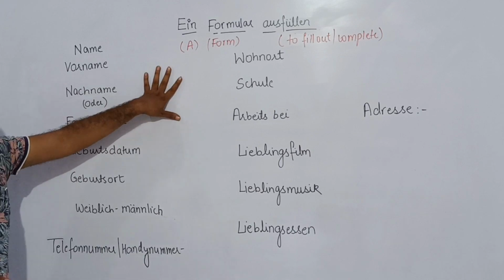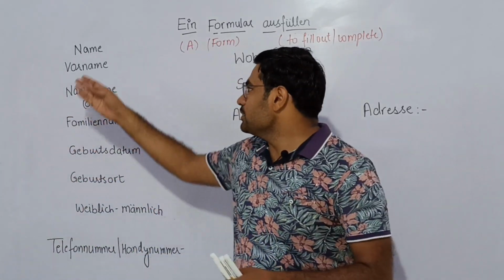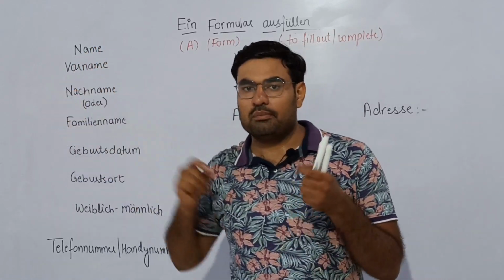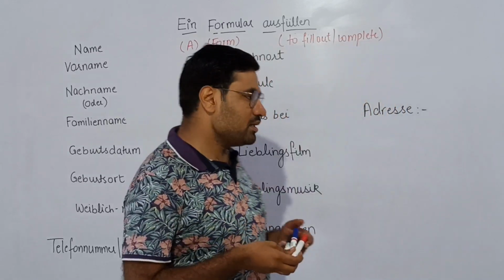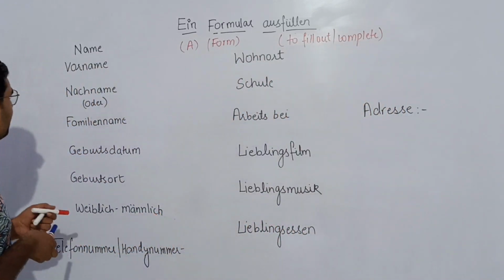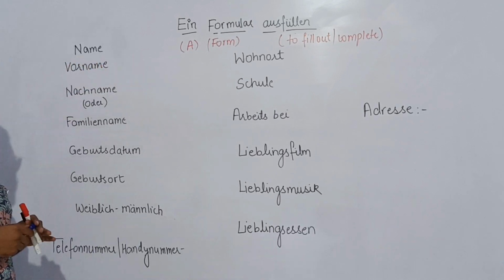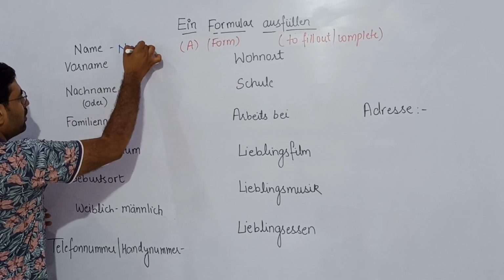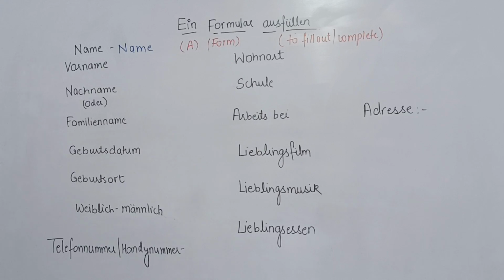Now, let us start. What does a form typically start with? It starts with your name. If this word is written, it is name in English, but in German, this is Name. So if Name is written over there, you have to write your name in front of that.